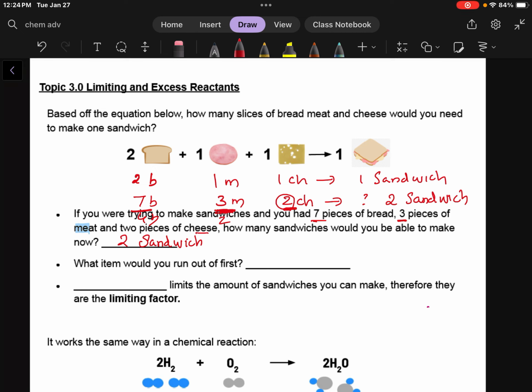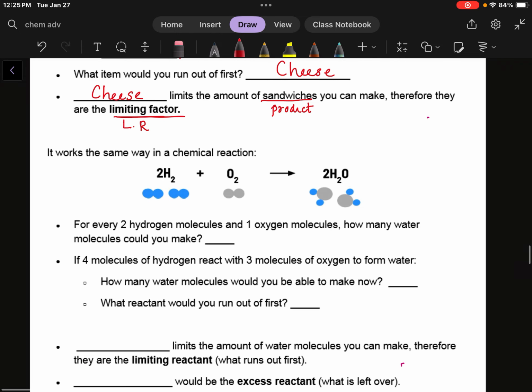So which item are we completely using, or which item completely runs out first? So which is cheese? So cheese limits the amount of sandwiches, that is your product, you can make. So that is the factor limiting the amount. Okay, so that limiting factor we are going to call by another name, which is called limiting reactant.